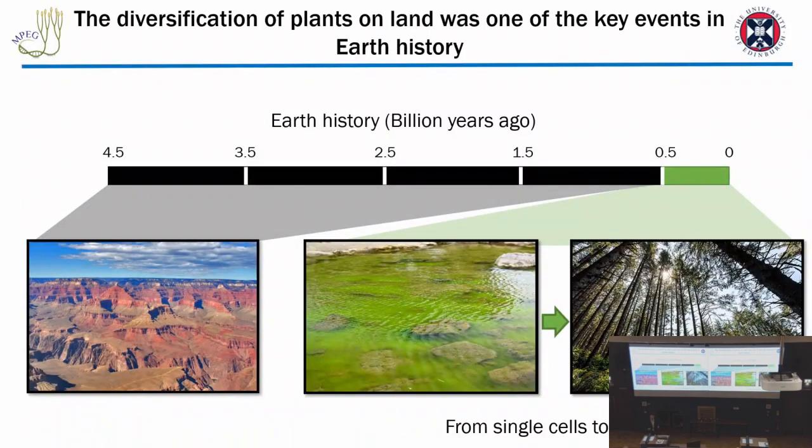So for me, the diversification of plants on land really was one of the major events in Earth history. And when we look back over the past 4.5 billion years of Earth history, we can see that for the first 4 billion years, the terrestrial surface was a pretty inhospitable place to be. However, this all changed roughly 500 million years ago.